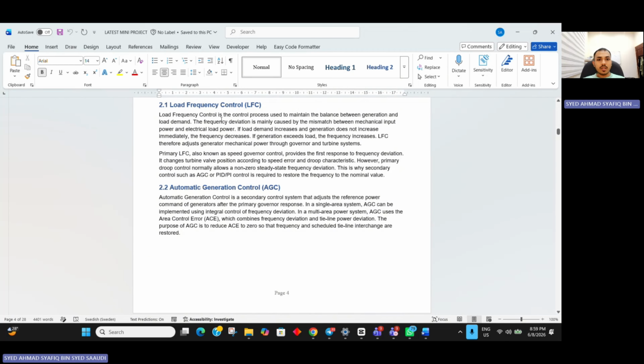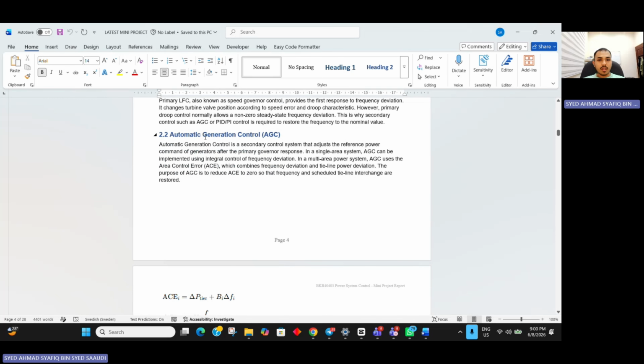Load frequency control is a control process used to maintain the balance between generation and load demand. The frequency deviation is mainly caused by a mismatch between mechanical input power and electrical load power. If load demand increases and generation does not increase, the frequency immediately decreases. If generation exceeds load, the frequency increases. LFC therefore adjusts generator mechanical power through the governor and turbine system.